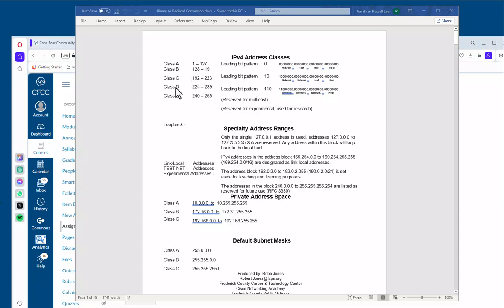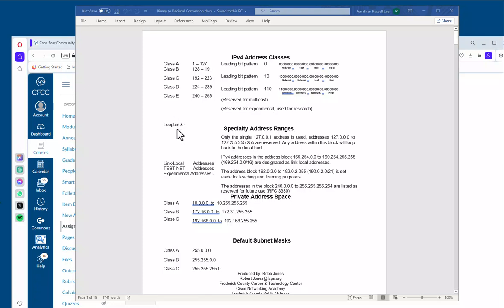Okay, Class D and Class E. Class D is multicast, and Class E addresses, 240 to 255, are reserved for research, experimentation, stuff that we're not allowed to play with.